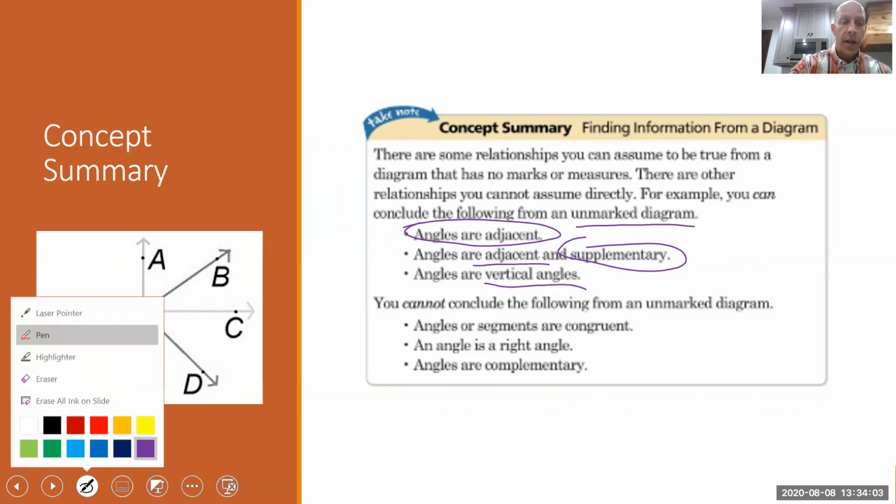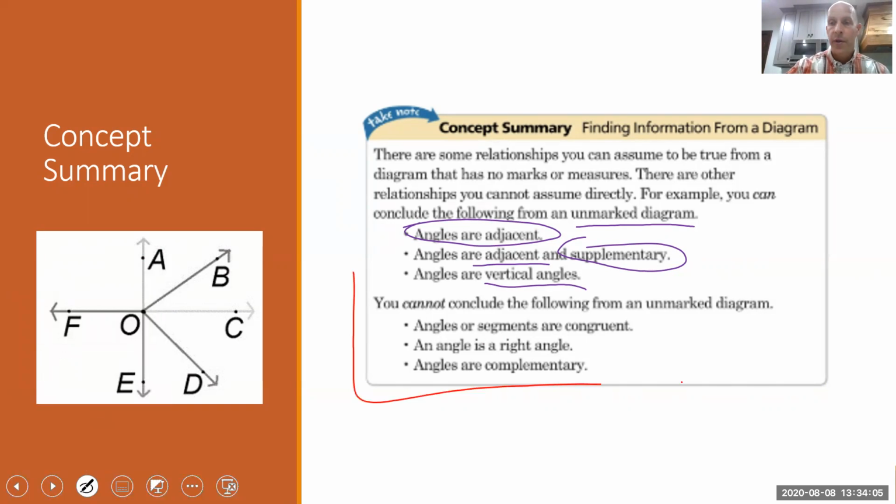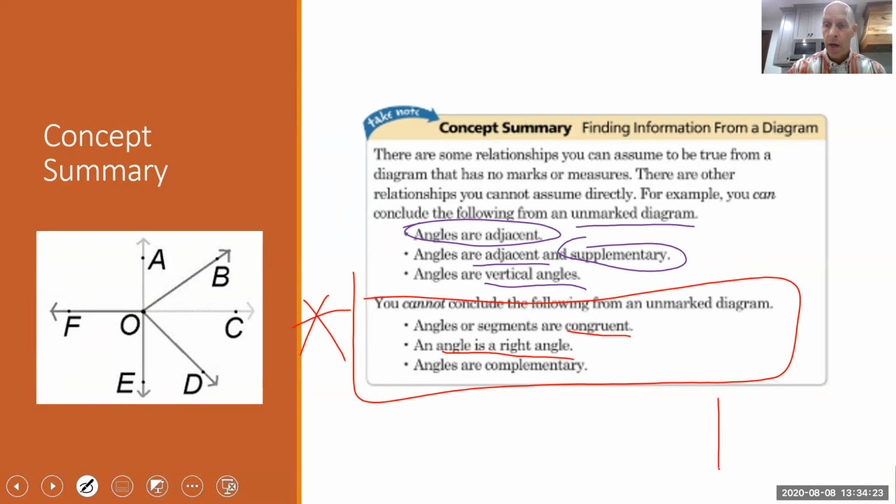Where you've got to be very careful, so I'm going to put this in red and put a star next to this: in a picture, you cannot assume just by looking at the diagram that angles or segments are congruent. You can't just look at them and say, oh, they're the same. You cannot say they measure the same. You cannot just look at a picture and say it's a right angle. So if I draw this angle right here, is that a right angle? You do not know. The only way you can know from a picture if it's a right angle is if I add this little symbol right here. And then finally, if they're complementary.